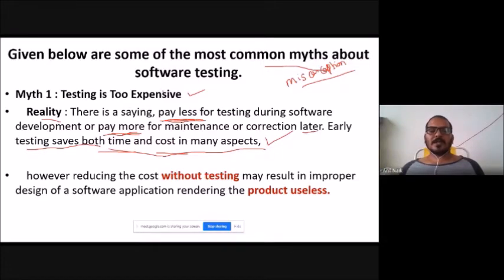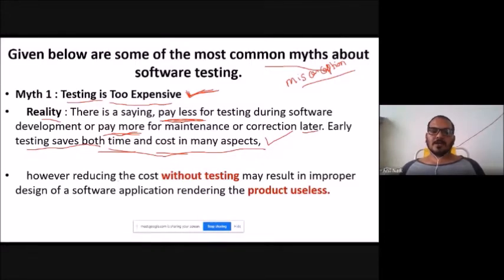If you do the testing in the early phases, testing is not expensive. So this is one of the misconceptions: that testing is too expensive. Testing is not expensive if you do it in the early stages, because if you test in the early phases, fewer defects carry into the other phases. Otherwise, more defects arise from the requirement phase itself.